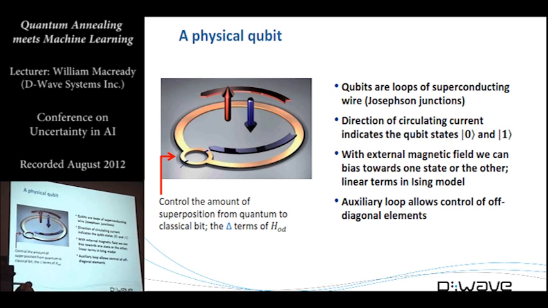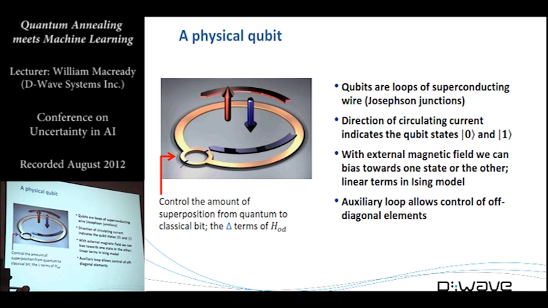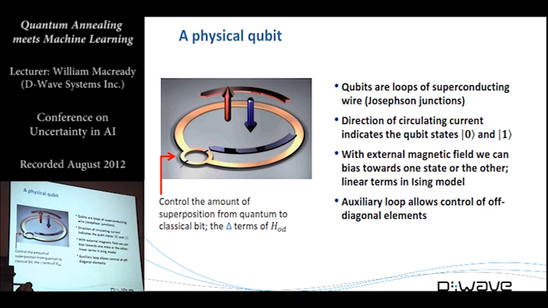And our two qubit states, our two preferential zeros and ones, are going to be: what is the direction of the current flow in that loop? Is it going to be flowing clockwise or counterclockwise?